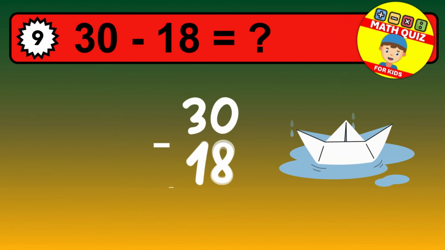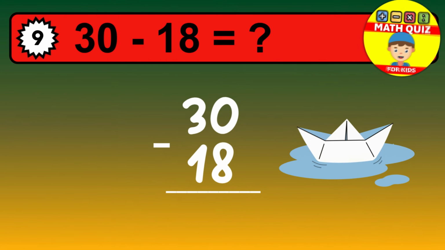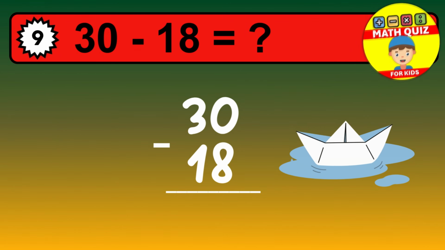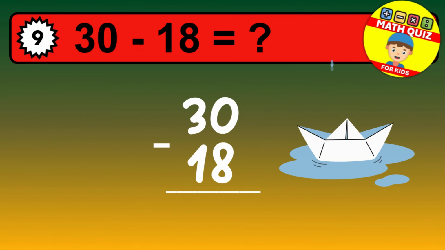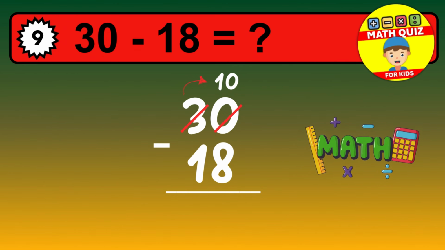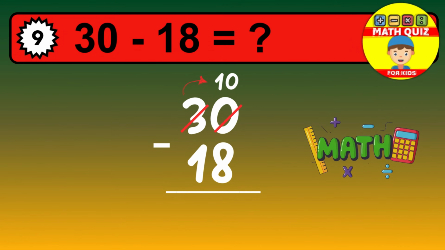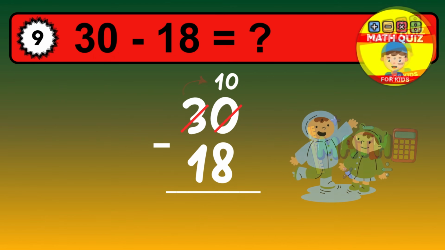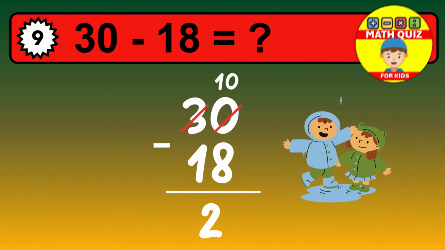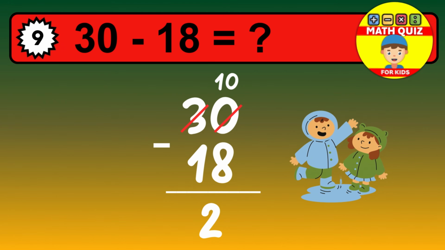Let's solve this step by step. We start with the units. 0 minus 8 is not possible, so we need to regroup. We take 1 ten from the tens column. Now we have 2 tens, and the units become 10. Now we subtract. 10 minus 8 is 2. Then we go to the tens. 2 minus 1 is 1. The final answer is 12.